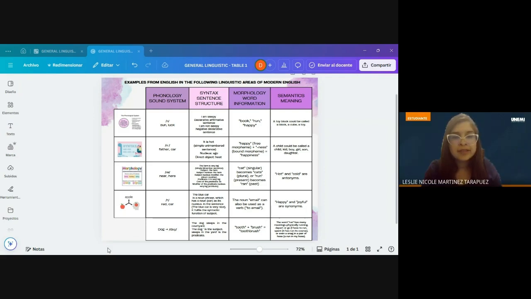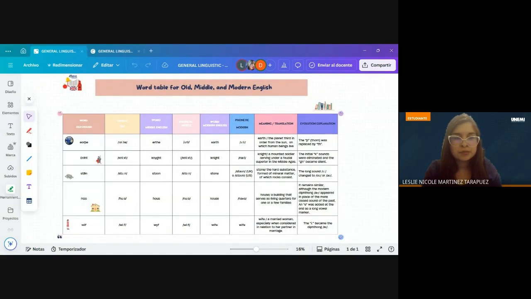Okay, we can see the next table, table number 2, words for Old, Middle and Modern English. Okay, let's start with cup. In Old English, you can see the phonetic spelling, and in Middle English it becomes the same. The pronunciation is there, and finally in Modern English it is hard, the pronunciation.